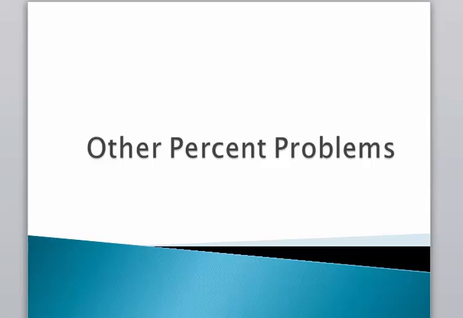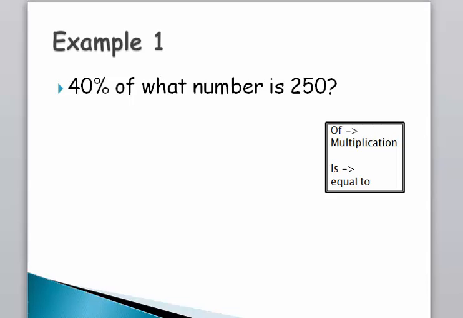We will now look at solving other percent problems. Our first example says 40% of what number is 250? To answer these questions, we will translate the words of the problem into an equation and then solve the equation.